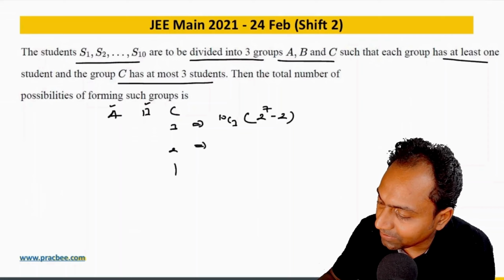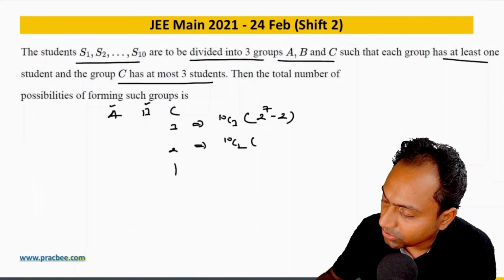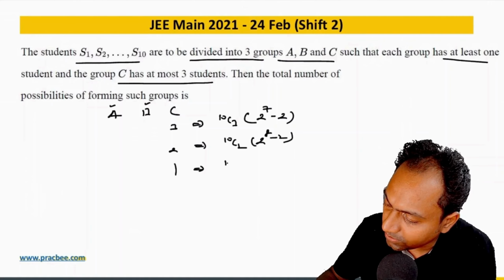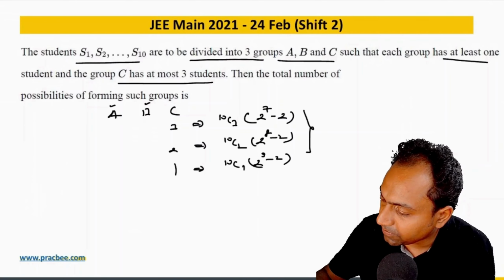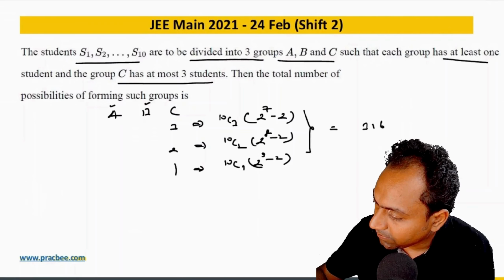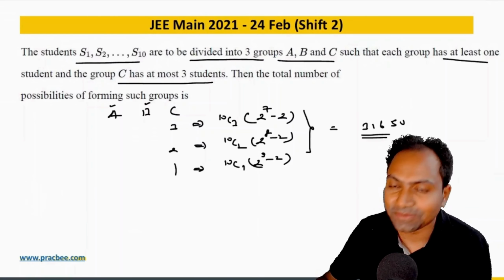In the second part, we can do 10C2 into 2 raised to the power 8 minus 2, and similarly in the third part, we can do 10C1 into 2 raised to the power 9 minus 2. If we sum it up, we get nothing but 31650, which is nothing but our answer.